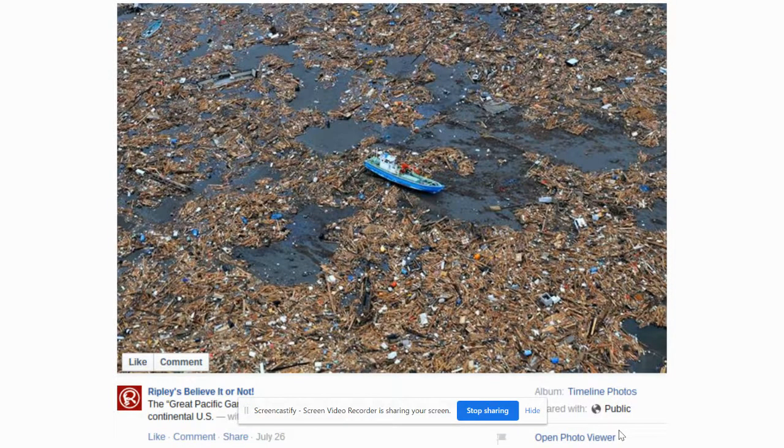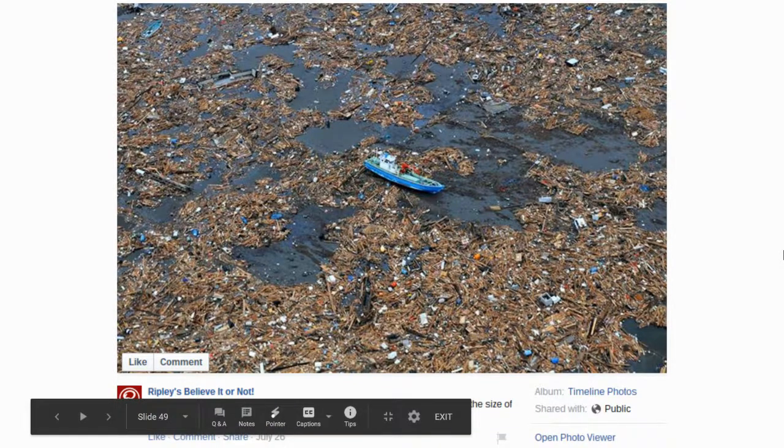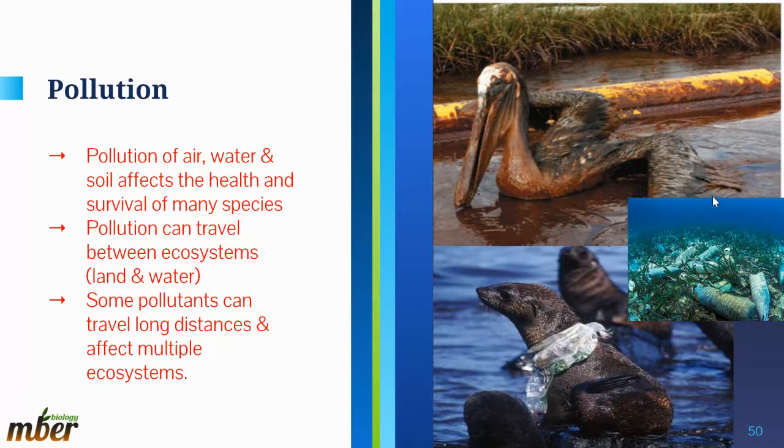This is another example of this. It's called the Great Pacific Garbage Patch, and it covers 8.1% of the Pacific Ocean. This is twice the size of the United States. Pollution of air, water, and soil affects the health and survival of many species. Pollution can travel between ecosystems, land, and water, and some pollutants can travel long distances and affect multiple ecosystems.